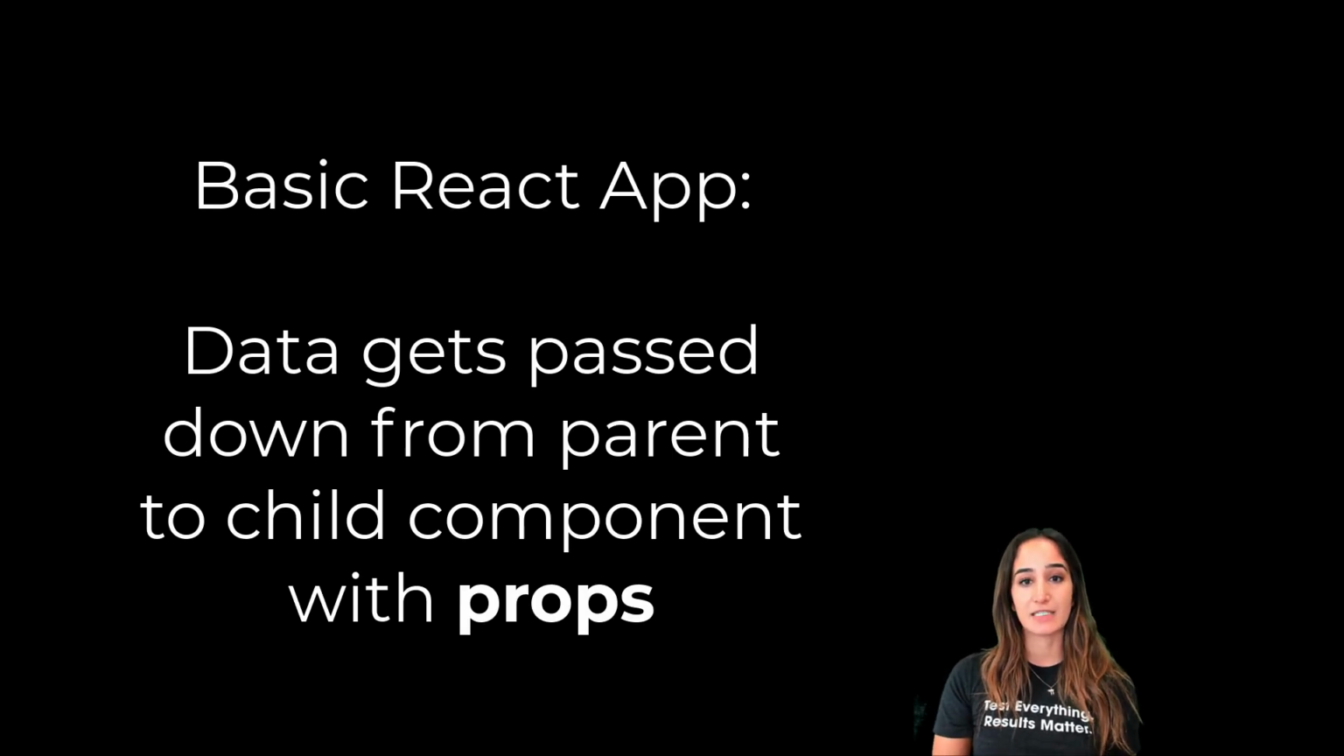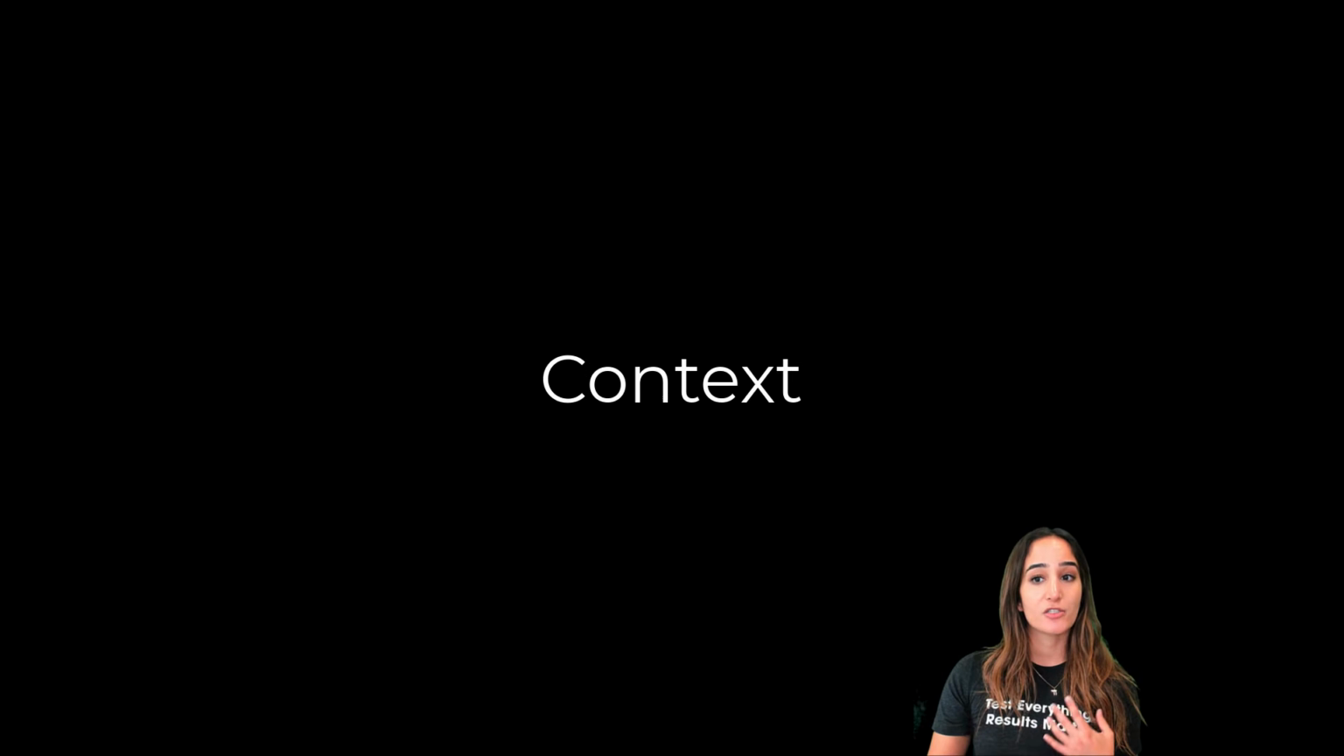In a typical React application, data is passed top-down from parent to child with props, but this can become unorganized and overwhelming for certain types of props that are required by many components. So there's this thing called context, and context allows components to access shared functionality without having to explicitly and manually pass down props through every level of the component hierarchy.